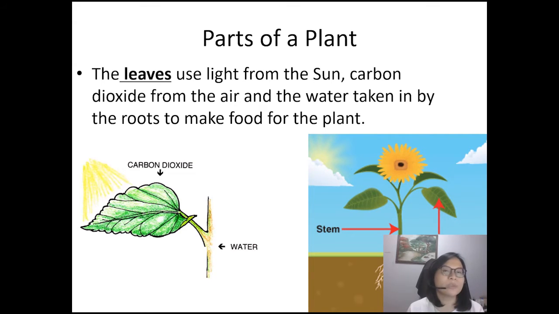So if you're going to relate what we can see here in the screen, so the leaves use light from the sun, carbon dioxide from the air, and the water taken in by the roots to make food for the plant. So basically, in a nutshell, the leaves create or make food for the plant.